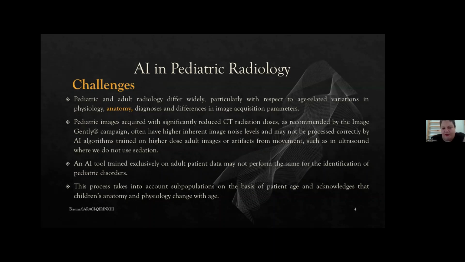AI algorithms trained on higher dose adult imaging are not compliant with these examinations in the pediatric population. Artificial intelligence tools trained exclusively on adult patient data may not perform the same way in the pediatric population. This process takes into account subpopulations on the basis of patients' age and specifics of children's anatomy and physiological changes with age.